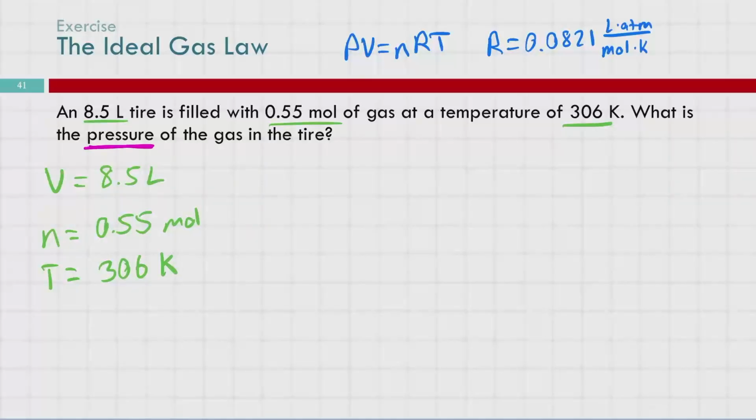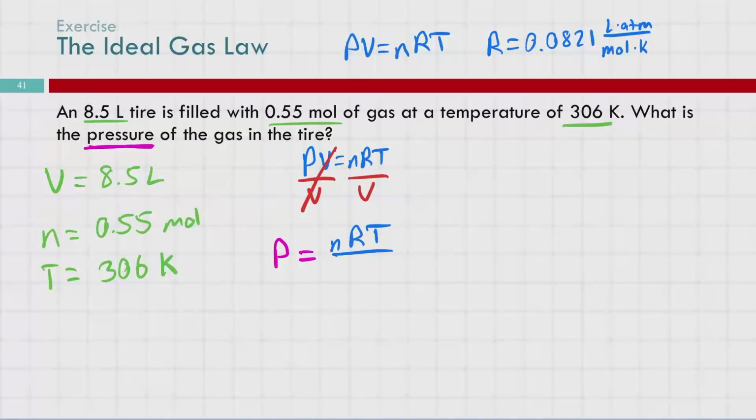Okay, so to solve the problem, we're looking for pressure. That's P. So we want P by itself. So PV equals nRT, our ideal gas law. We divide both sides by V. This moves V from the left side to the right side. So we're left with P equals nRT over V.